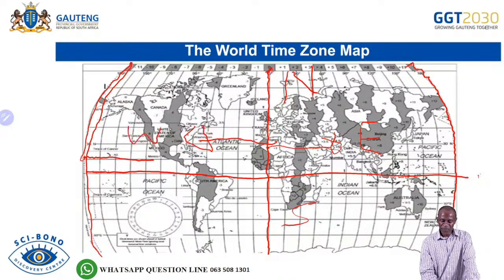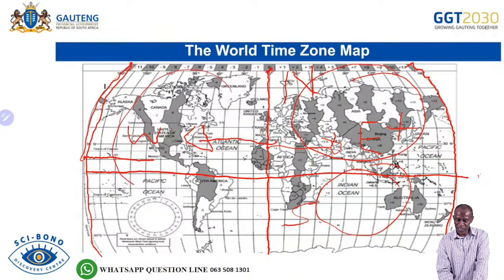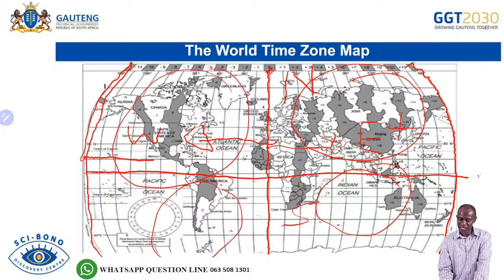So eastwards, that's where you'll have the pluses. It means all the eastern countries, all the countries that are located this side, are ahead in time as opposed to countries located in the west, where you would minus, where you would always subtract.